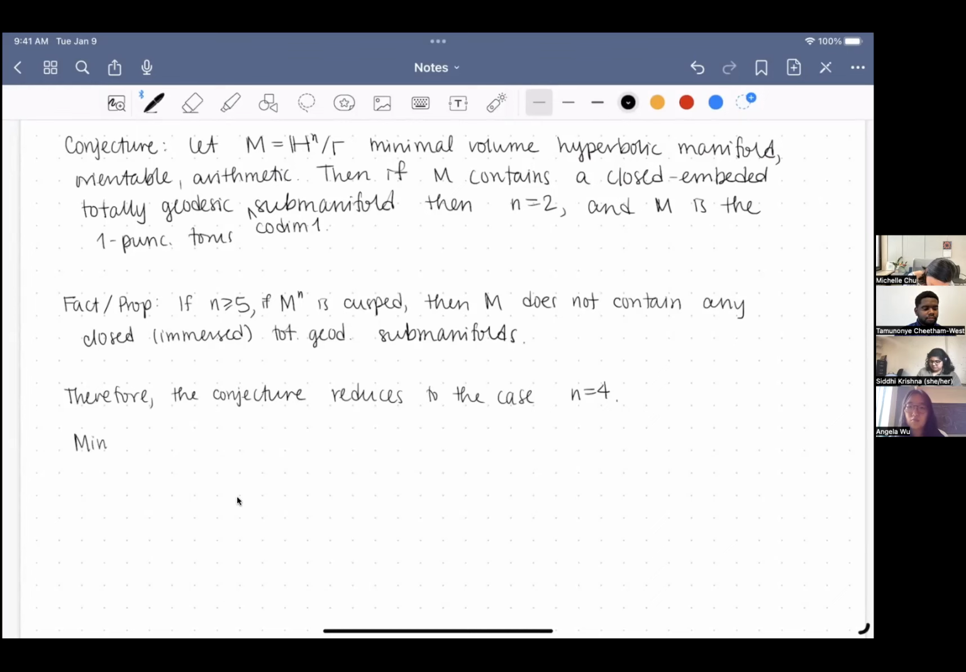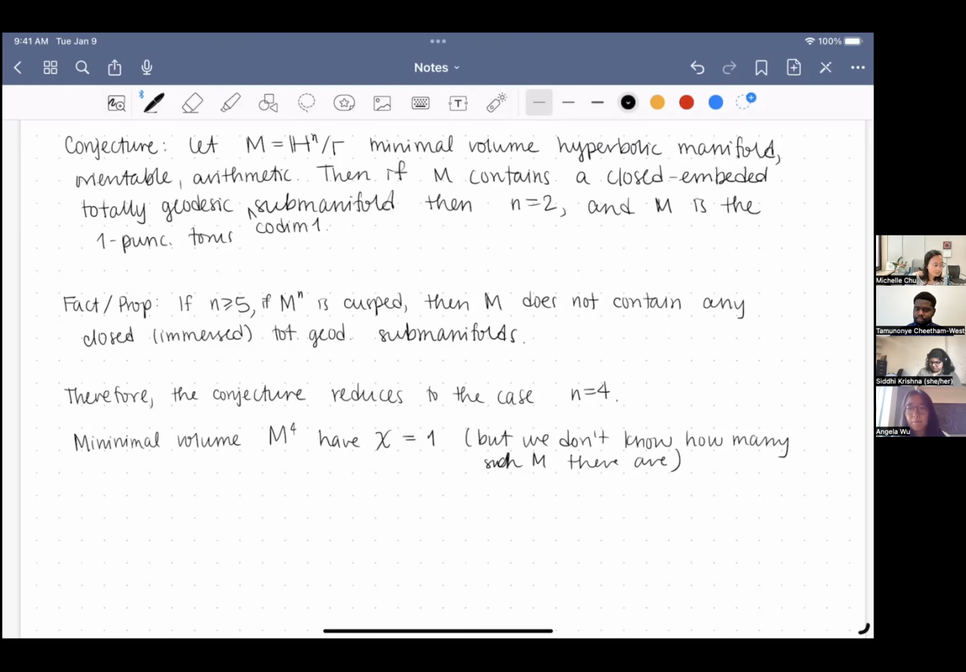So here, minimal volume, 4-manifolds have Euler characteristic equal to 1, but we don't know how many such M there are. But we do know some of them. We do know a family, an explicit family of examples of hyperbolic four manifolds that achieve this minimal volume.